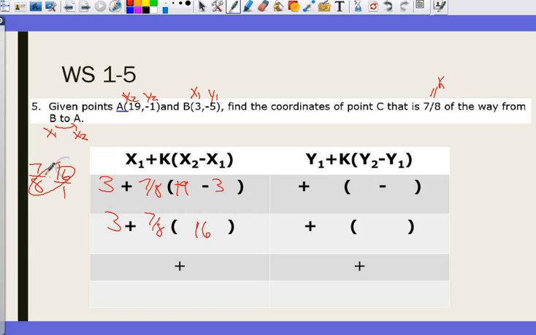We're going to cross, look at these. Can those be divided by each other? 16 divided by 8 is 2. 8 divided by 8 is 1. 7 times 2 is 14. Isn't that a lot easier? 3 plus 14 is, what's 3 plus 14? 17.